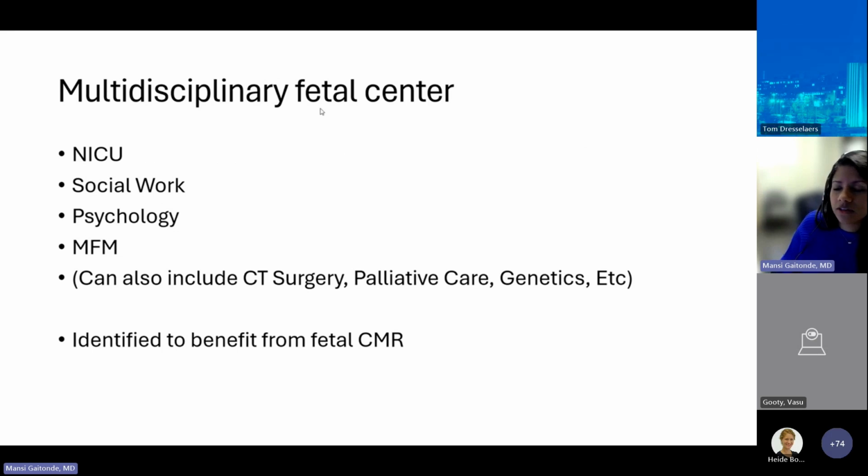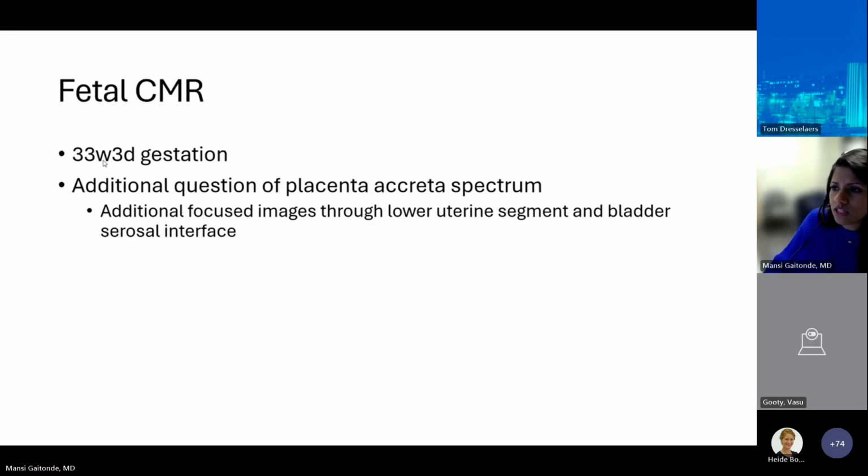Our fetal center consists of a multidisciplinary team that includes consultations with other services. So we involved the NICU team, social worker, psychologist, and maternal fetal medicine obviously was involved. We can also include our CT surgery team, cath, palliative care, genetics, et cetera, whatever is needed. It was deemed that this patient would benefit from a clinical fetal CMR scan. So we did this around 33 weeks, 3 days gestation.